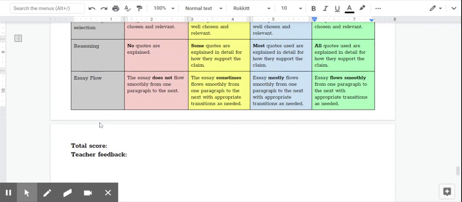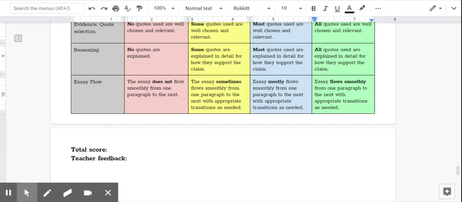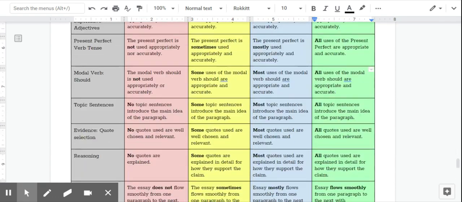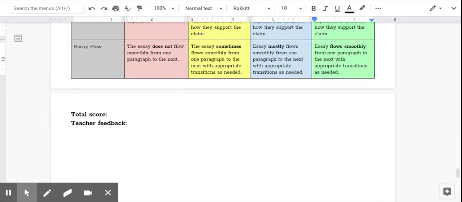And then we have your essay flow. To get a 4, the essay flows smoothly from one paragraph to the next with appropriate transitions as needed. Transitions being like, also, furthermore, just look at the sentence starters and sentence frames that we have provided you with. All right. At the end, your teacher is going to fill out this rubric, and then you will get your total score, and then you will see teacher feedback here.